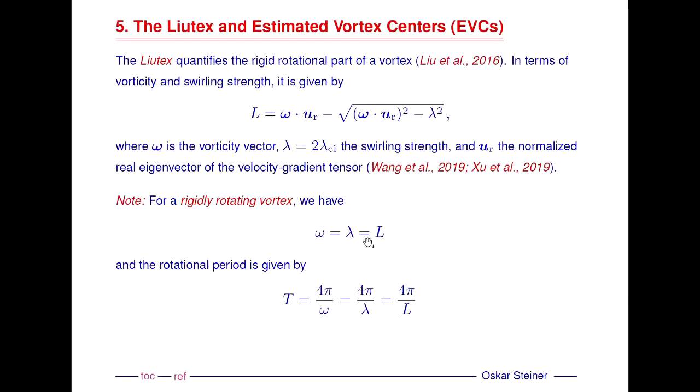And it can be, according to Wang and Xu, I think, who may be here in the audience, I'm not quite sure, expressed in terms of the vorticity, the real eigenvalue, and the swirling strength. And I think we have seen this equation already two times maybe today, and I'm always a little bit puzzled because the square root has two solutions, plus and minus, and only the plus makes physical sense.